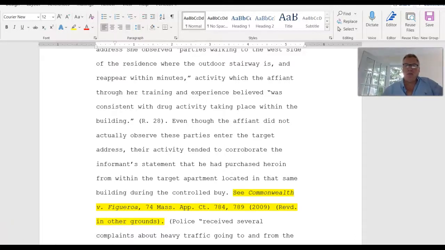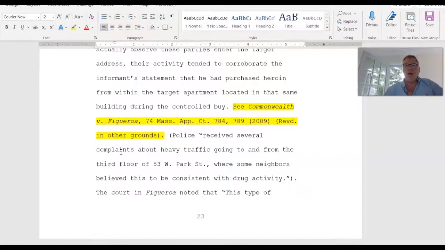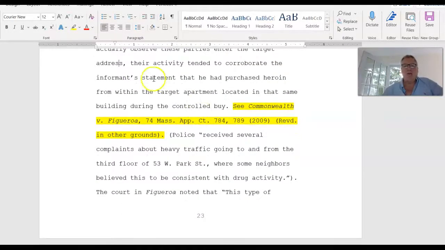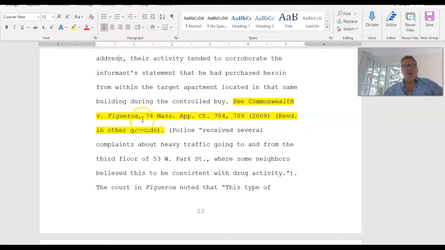This here is a sample of a brief that I actually wrote. You will see that I have this citation here: See Commonwealth versus Figueroa at 74 Mass Appeals Court, 784. That means volume 74 of the Mass Appeals Court reports starting at page 784, and I direct the reader to page 789 of that case, the pinpoint citation. That is the full citation.